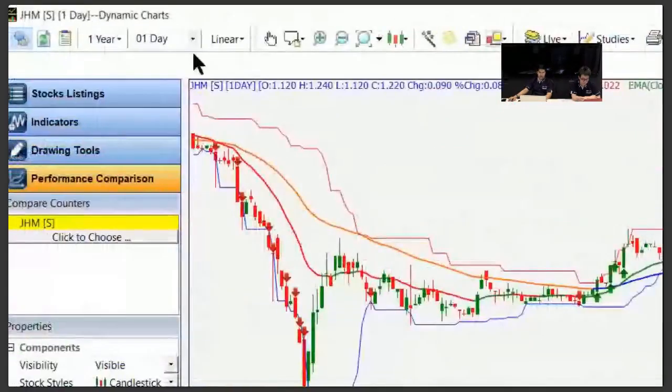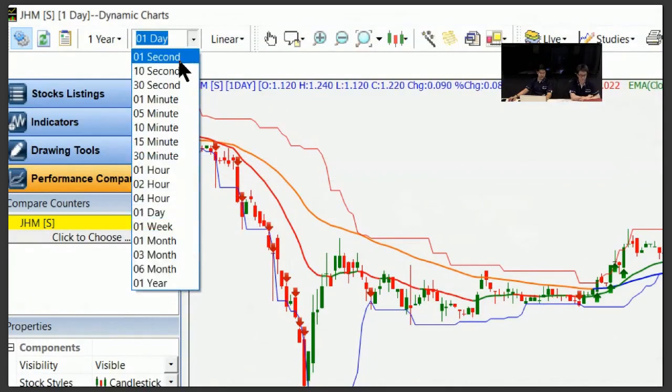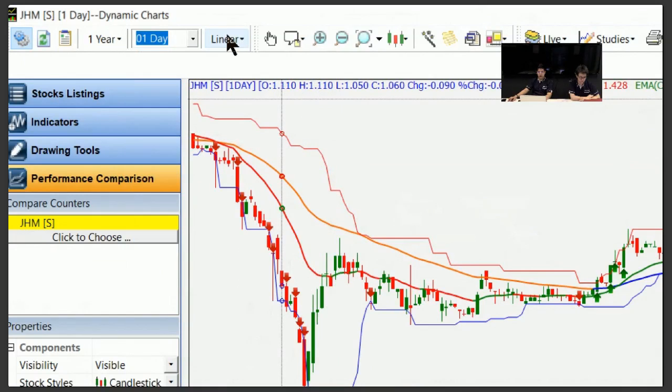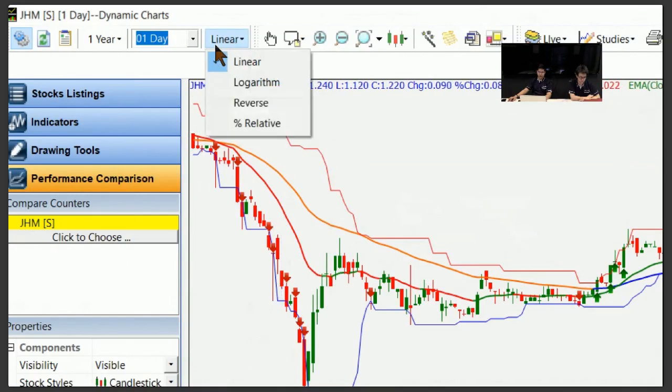And over here you can see this 1 day. This means that 1 candle is equivalent to 1 day. You can switch to, let's say, 1 second chart, 1 hour, 1 week. Up to you. But of course, for the stock, we use 1 day. And over here you can see this linear. Linear means the price. I'm sure you guys learned this in module 1 or 2 at the start. Then logarithm is good for you to use for your Elliott wave.